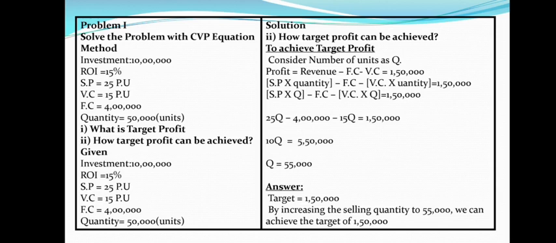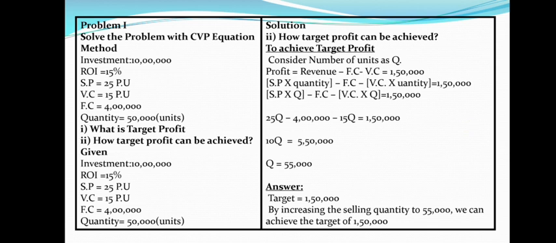Okay, so now we got the result. To achieve the target of 1 lakh and 50,000, we need to sell 55,000 units. That is 55,000 products we need to sell. That's how we can get the target of 1 lakh 50,000. So with this, problem 1 we have solved.